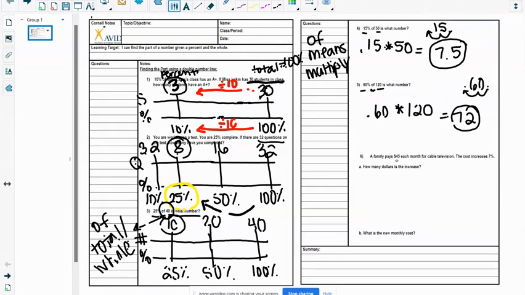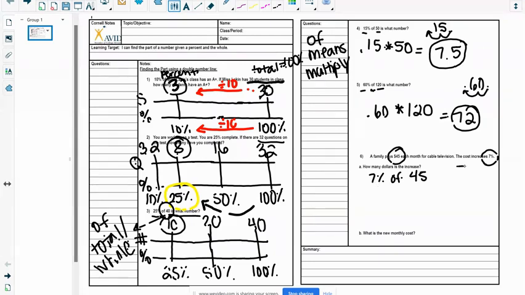So the family pays $45 each month. They're increasing the cost by 7%. First, we want to find out how many dollars is the increase. So we want to find out what is 7% of 45. And that word of between numbers means multiply. Or you could use a double number line. Okay, 100% is equal to 45. We need to find out what 7% is. They're going to be ugly numbers because there's going to be decimals, but that's okay. If you like to set it up in a double number line, you can. I think it's easiest just to multiply.